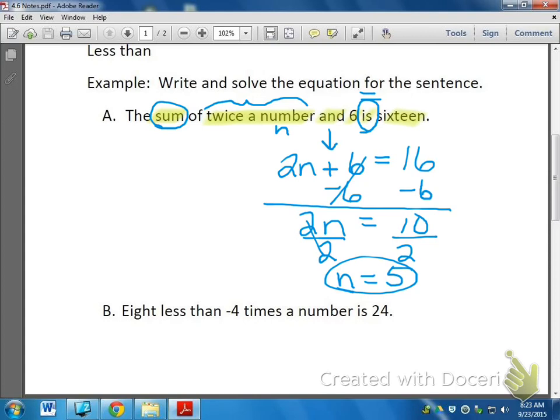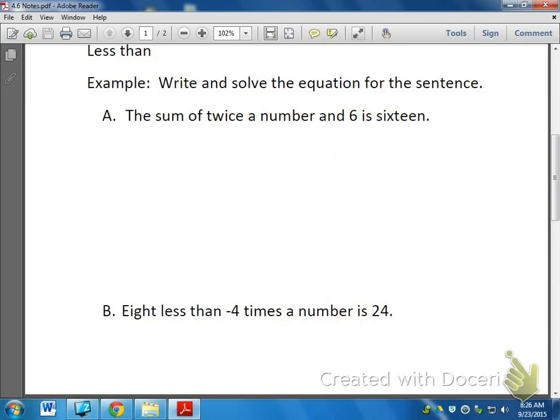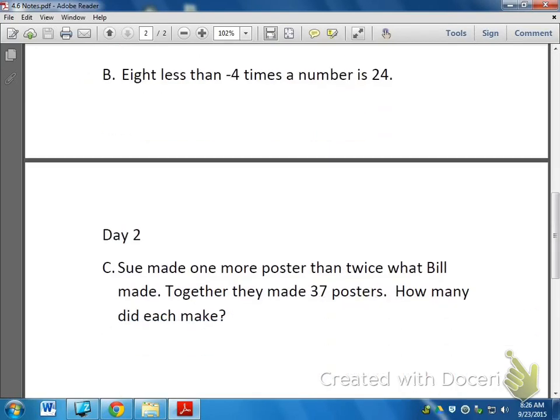Okay, let's go see what the next one says. 8 less than -4 times a number is 24. I'm only going to highlight this part because that's the important part. Less than. It's not like using the word minus. Okay, what do we know here? 8 less than -4 times a number is 24.